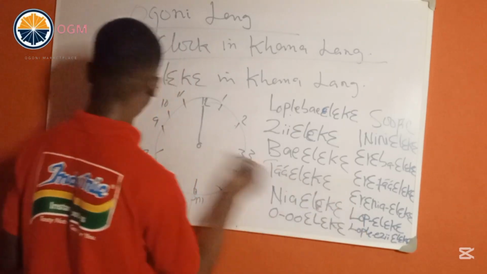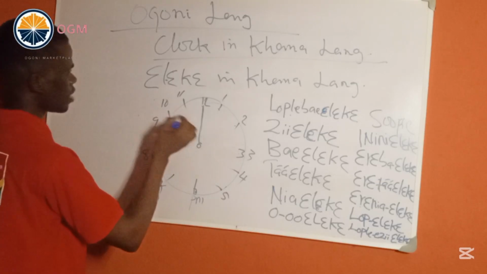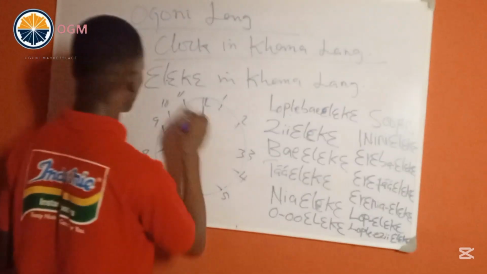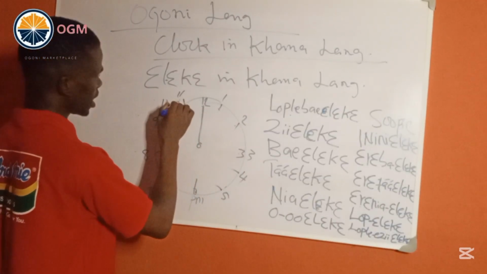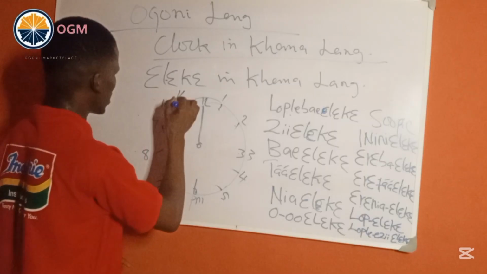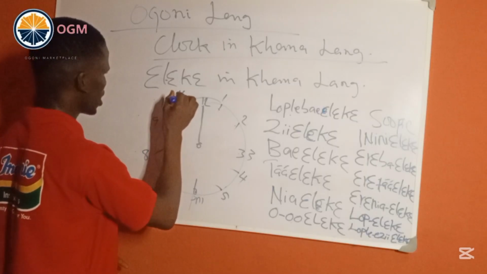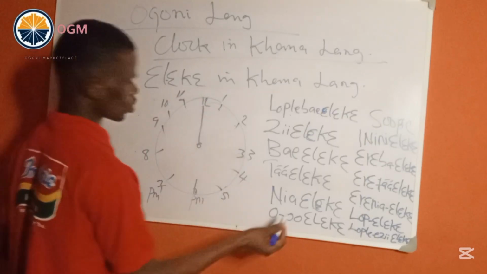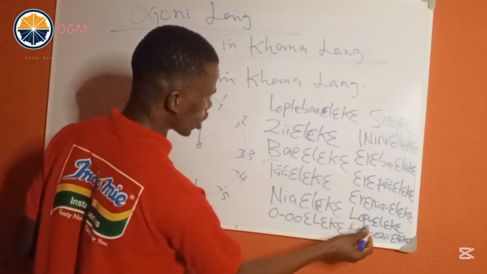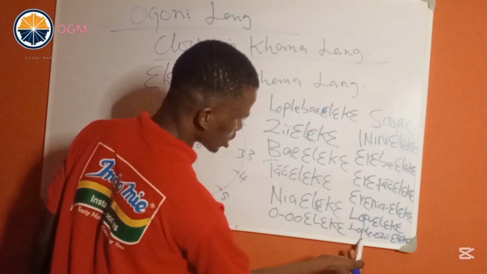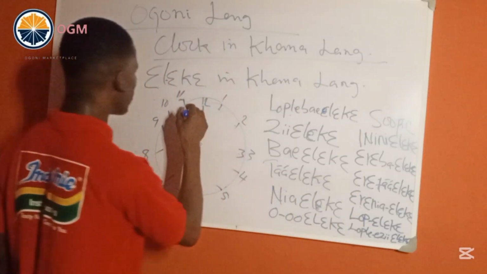Then we have Lobeleke, which is 10 p.m. in the evening. And we have here lob lazing eleke, this 11 p.m. 11 p.m. is the evening. So here we have it as lob lazing eleke in the evening.